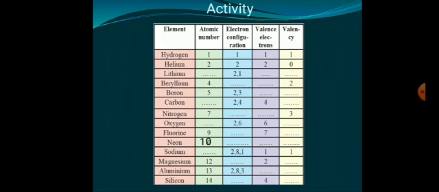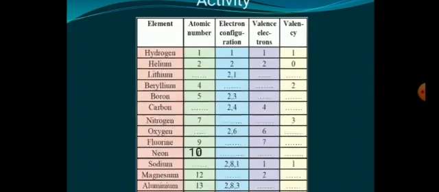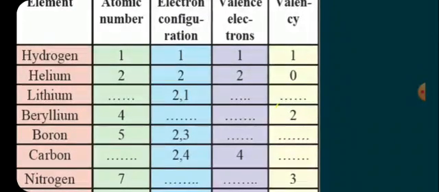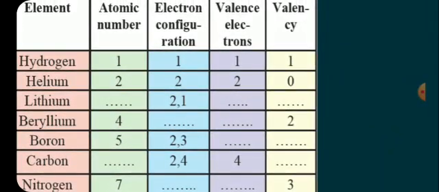Helium has atomic number 2. There are 2 electrons in K shell and it is completely filled. Means helium has an electron duplet and its valency is 0.